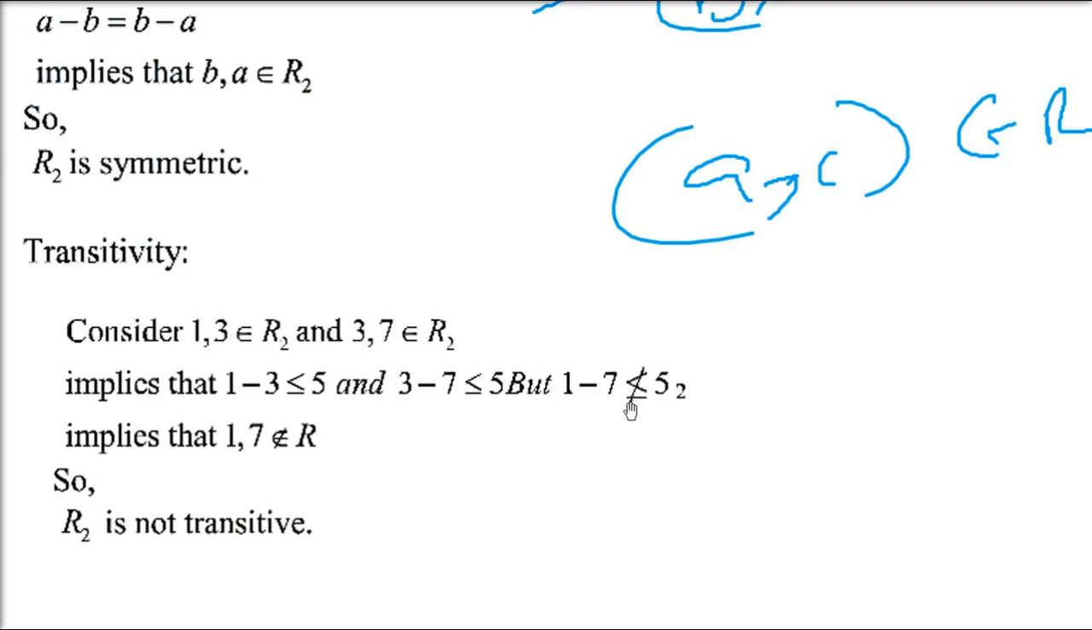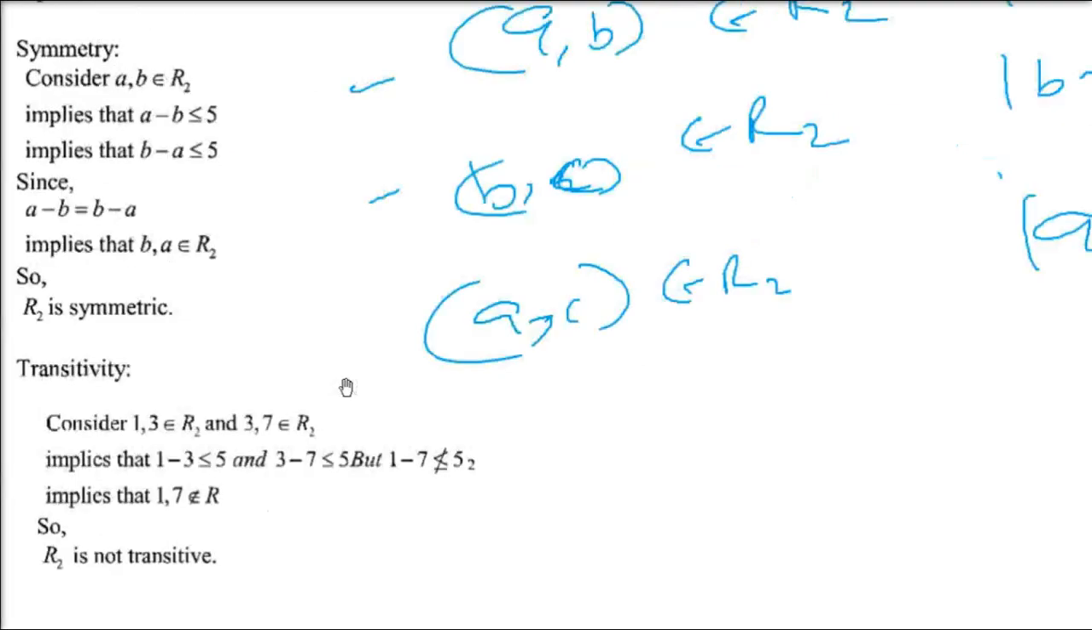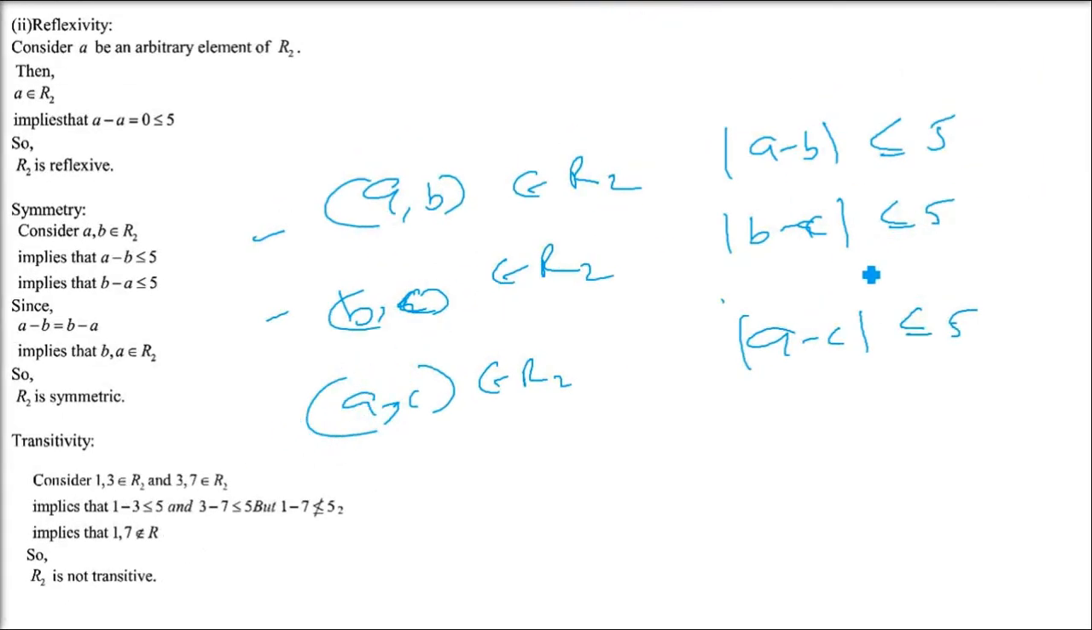But if you take A and C, that is 1 and 7, 1 minus 7 modulus is 6. 6 is not less than or equal to 5. So it is not transitive. We just took an example with numbers, so it is not transitive.